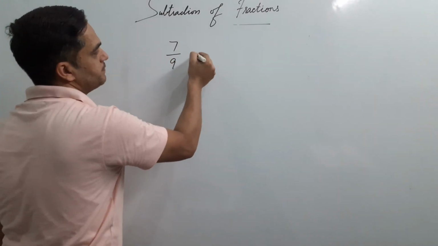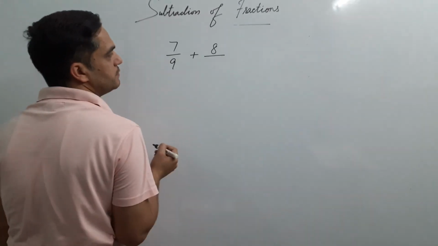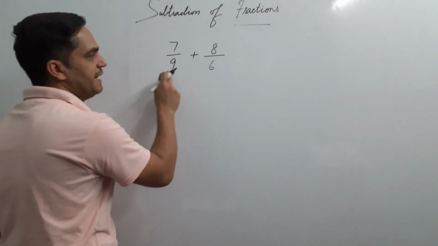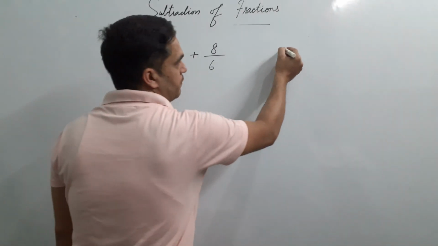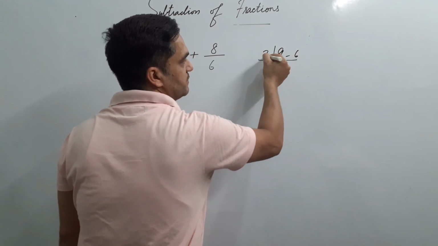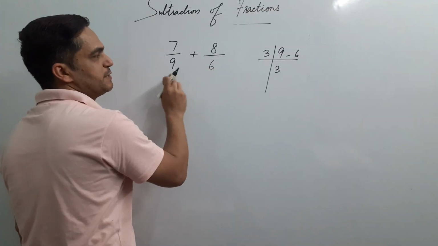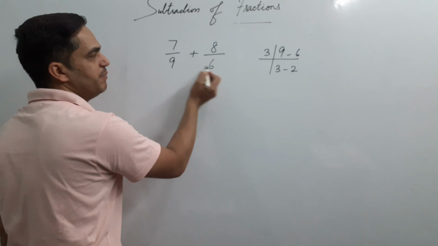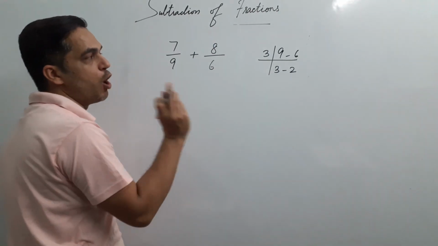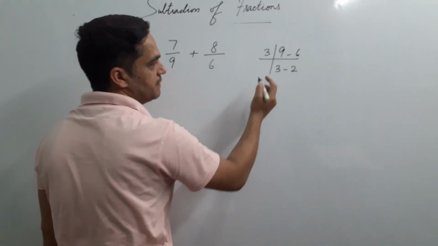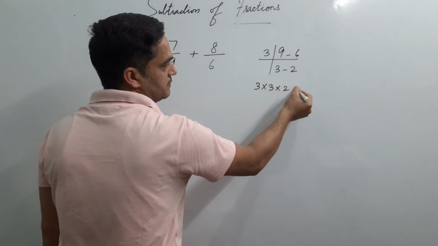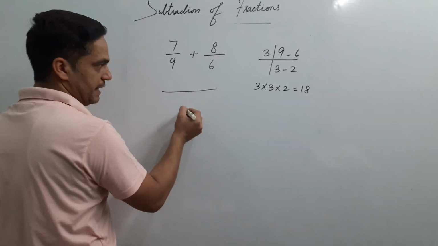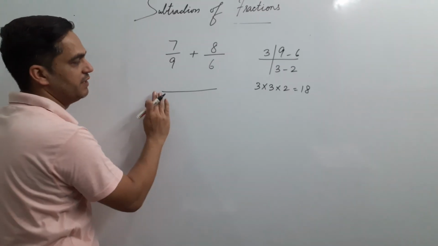Seven by 9, 8 by 6. Now 9 is not the multiple of 6, so we need to find the LCM. 3 3 is 9. 9 and 6 both are divisible by 3, so we have to divide this. We can't multiply directly because these two are having a common factor as 3, so we have to find the LCM. Now the LCM is 3 3 is 9 to 18. 18 is the LCM. So you can do directly, or you can convert these fractions into equivalent fractions.